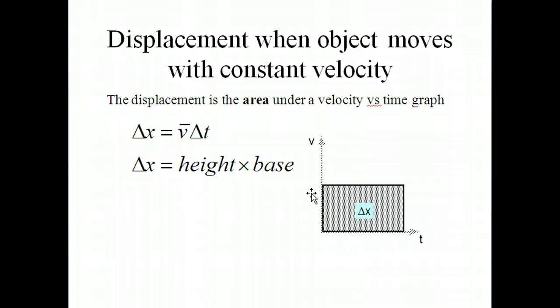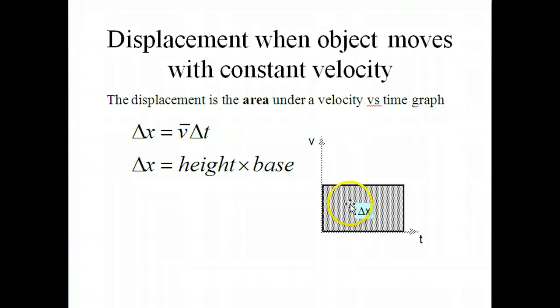If you need to find displacement when an object moves with constant velocity, a graphical approach is a nice thing to do, but it also involves the equation on the previous slide. The displacement will simply be the area under a velocity versus time graph. You can see this shaded area in here. That is the displacement. Now how do we figure that out?